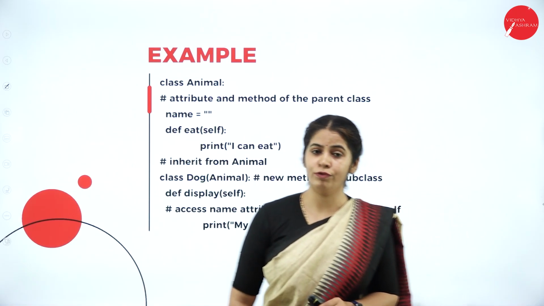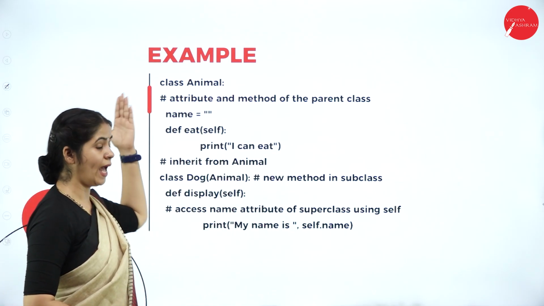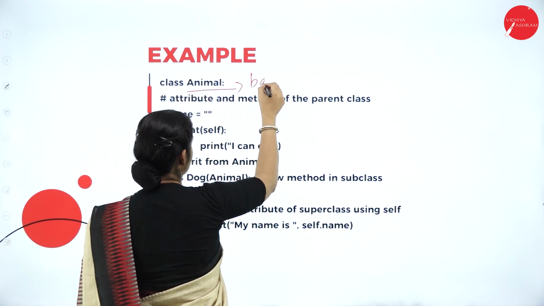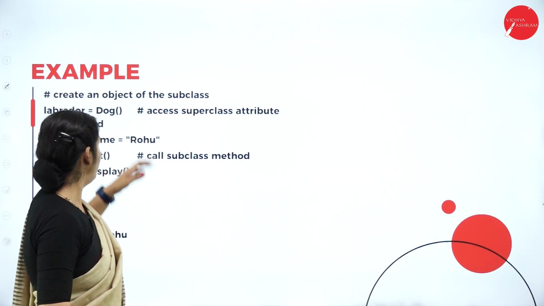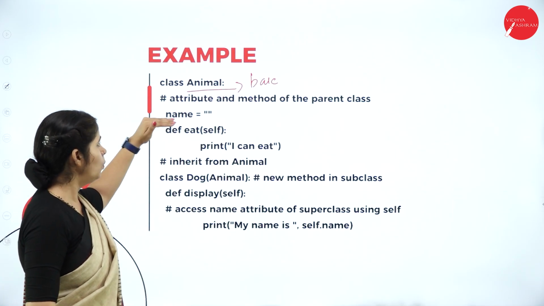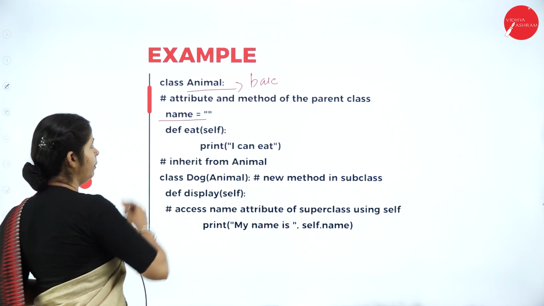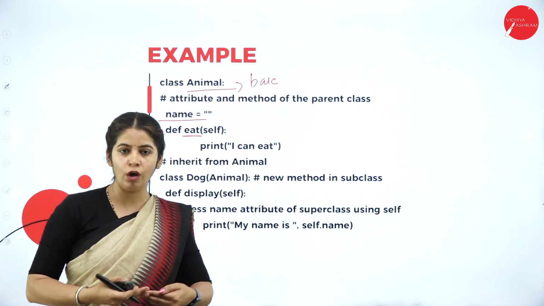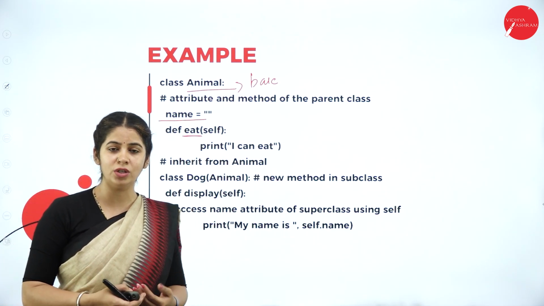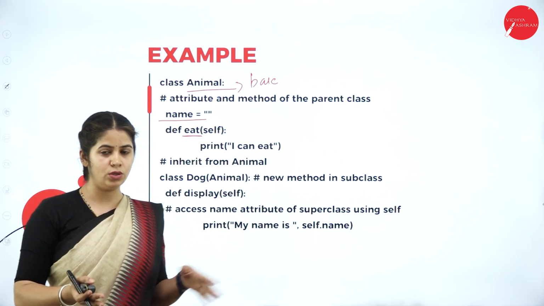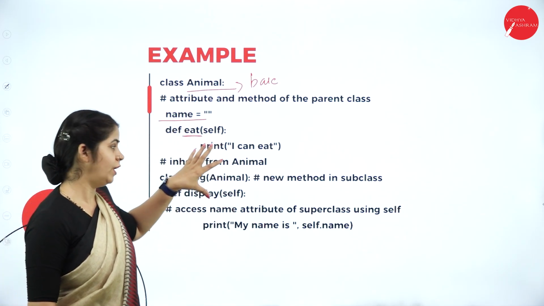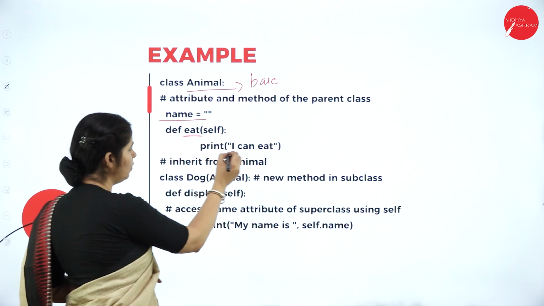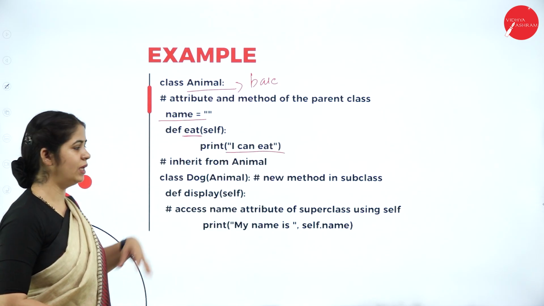Then an example for single inheritance. We have one class called animal, which is a base class or the parent class. Parent class is also called a base class. For this particular base class, we have an attribute. What is the attribute? Name is an attribute. And what is a method? Eat is a method. One of the animal's functions is to eat, sleep, walk, like this. So we are defining one of the major functions of the animal, that is eat, as a method to the class animal. In that, what we are printing? I can eat, that animal can eat.